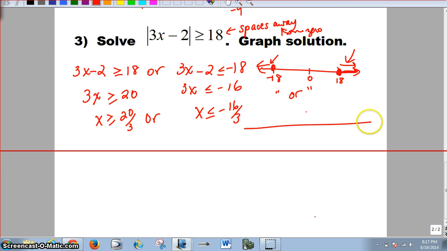And we would graph our solutions on the number line. Negative 5 1/3 is over here. 6 2/3 is over here. We want to put closed circles. We know that because we are including. And greater than or equal to 6 2/3, less than or equal to negative 16 over 3, or negative 5 1/3. Remember, when we're graphing an OR compound inequality, we always want to graph what we call the union of the two, which means we just put them together on the number line.